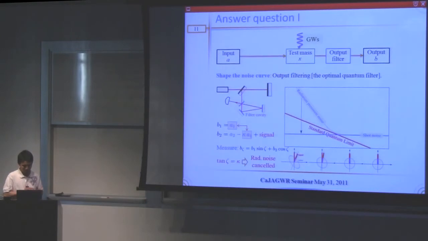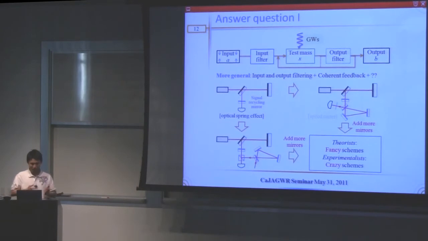Now you can also add an output filter. In this case, you know that the radiation pressure force induces correlation between the output amplitude quadrature and the output phase quadrature. If you make the right rotation, the right detection, then you can cancel the noise. So it's such that you always sense the minimum noise, and you can completely remove the radiation pressure noise.